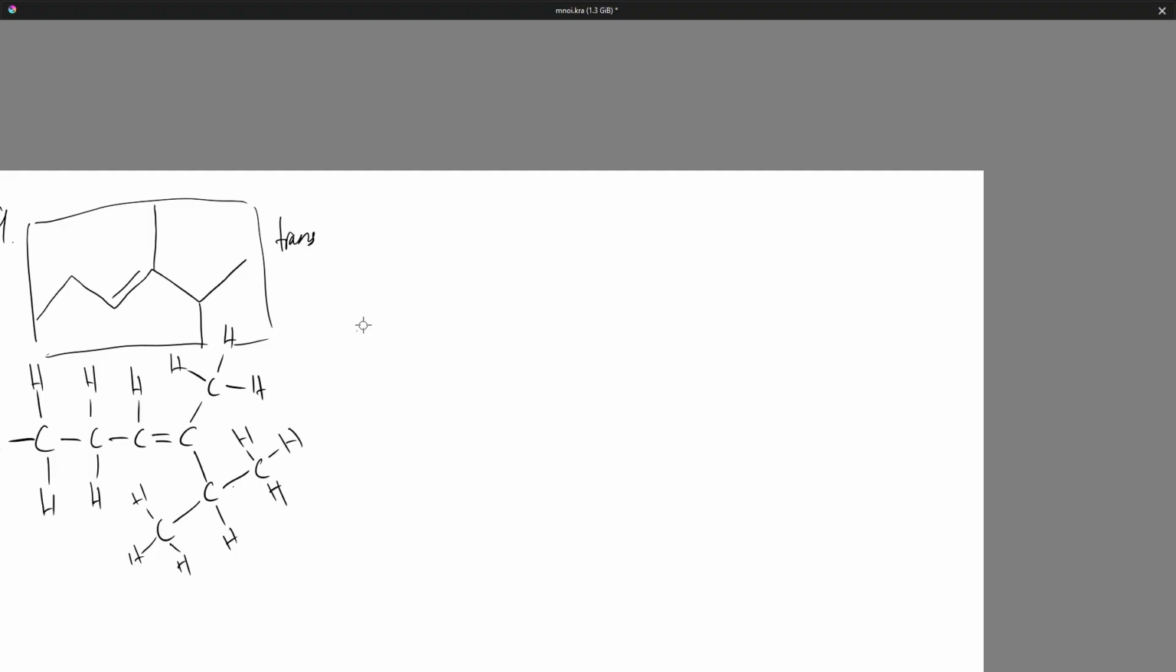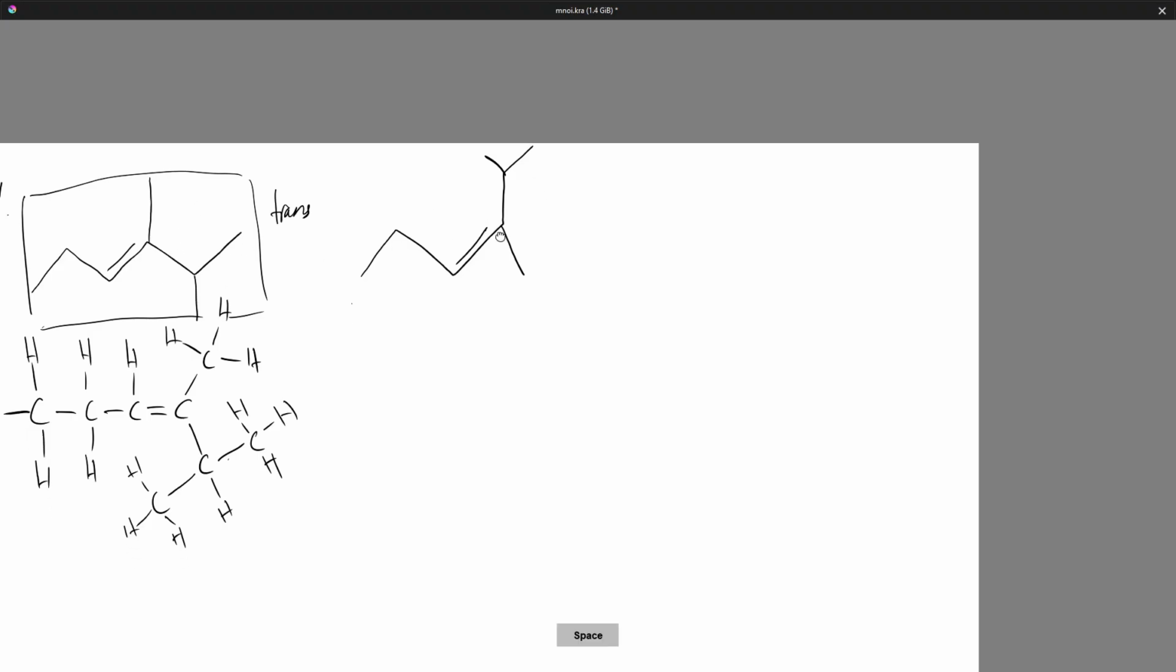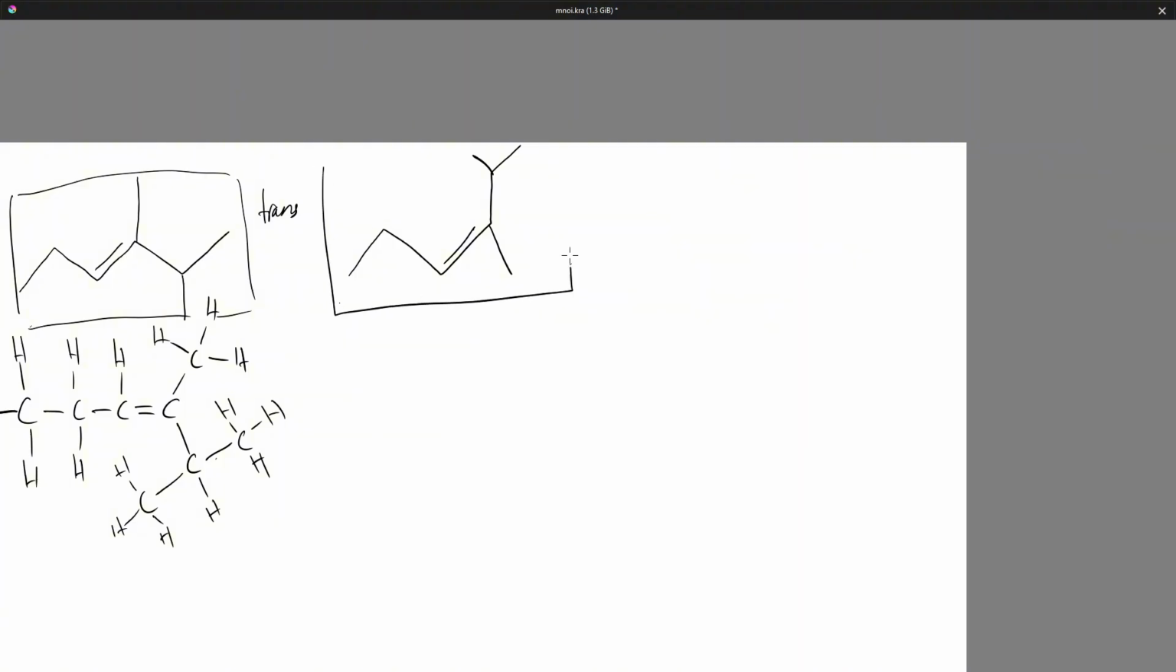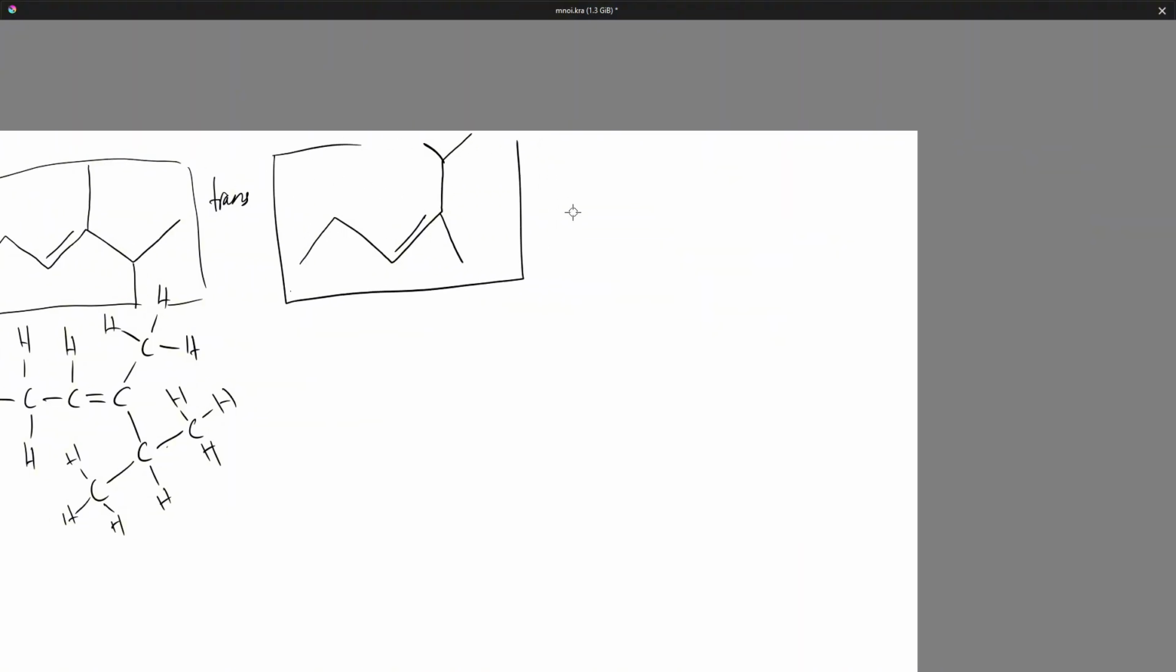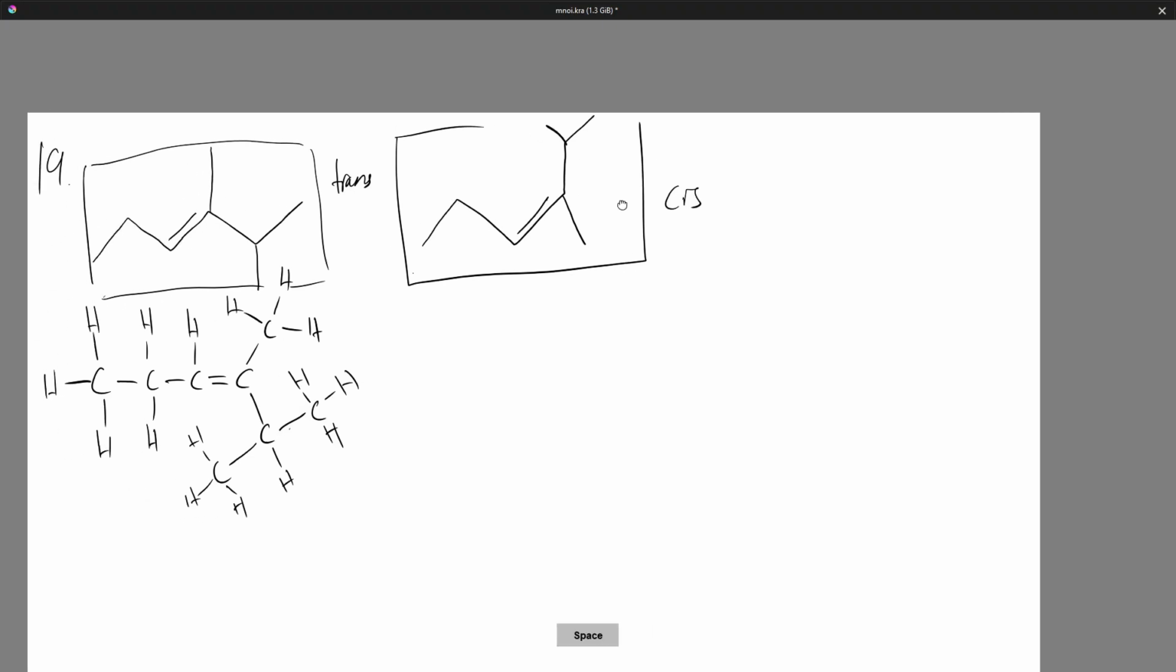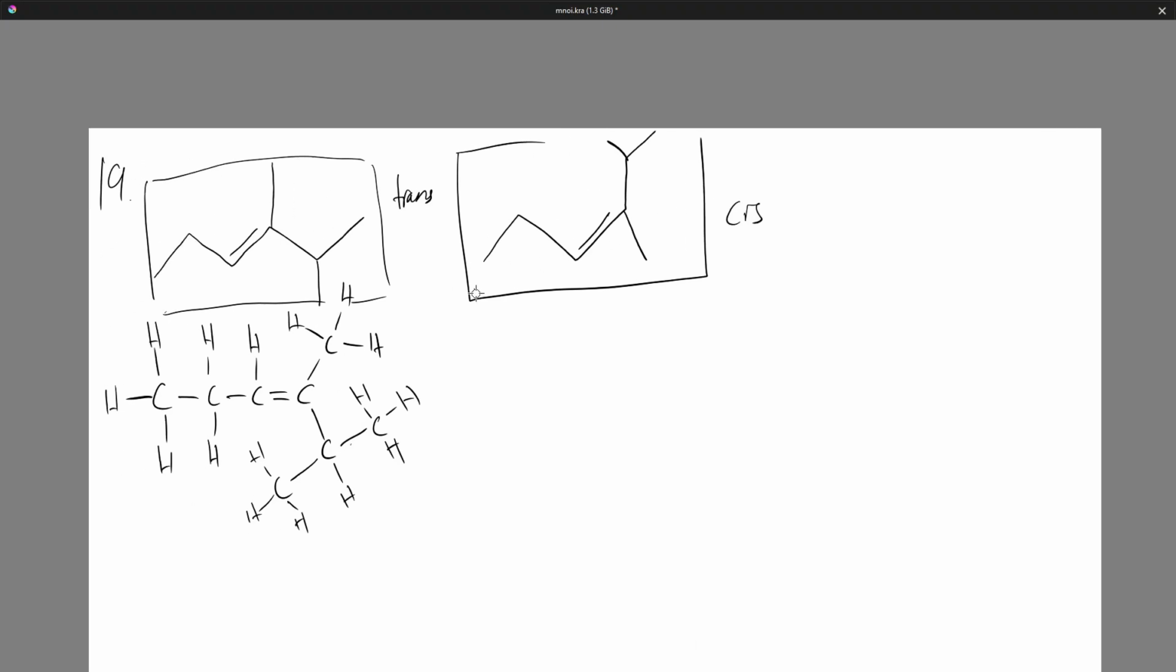sorry, wrong one. If we draw this propanol group on the same side as the double bond, it looks like this: 2, 3, 4, 5, 6, right here. So this methyl branch is facing the other way now, and the propanol is on the same side as the double bond. So this is the cis isomer, and this should be it for this problem.